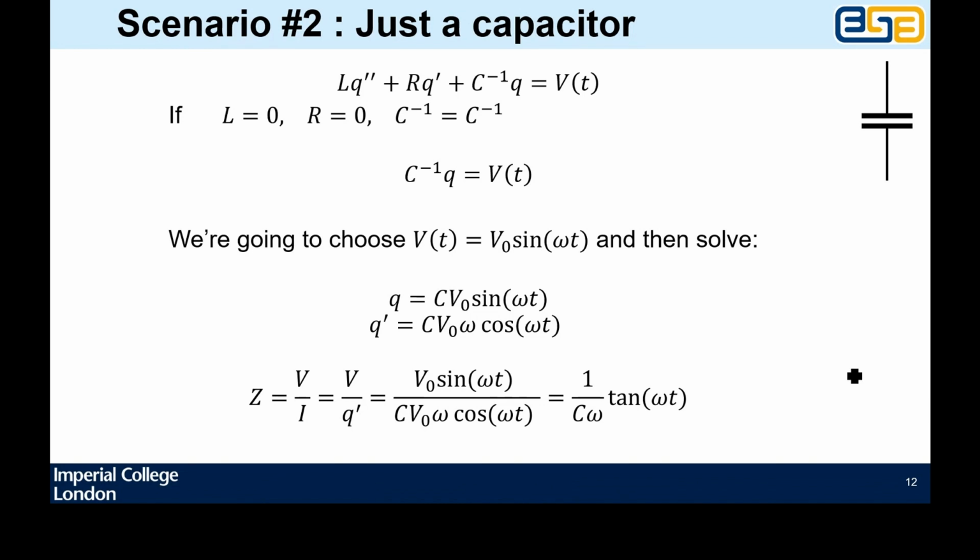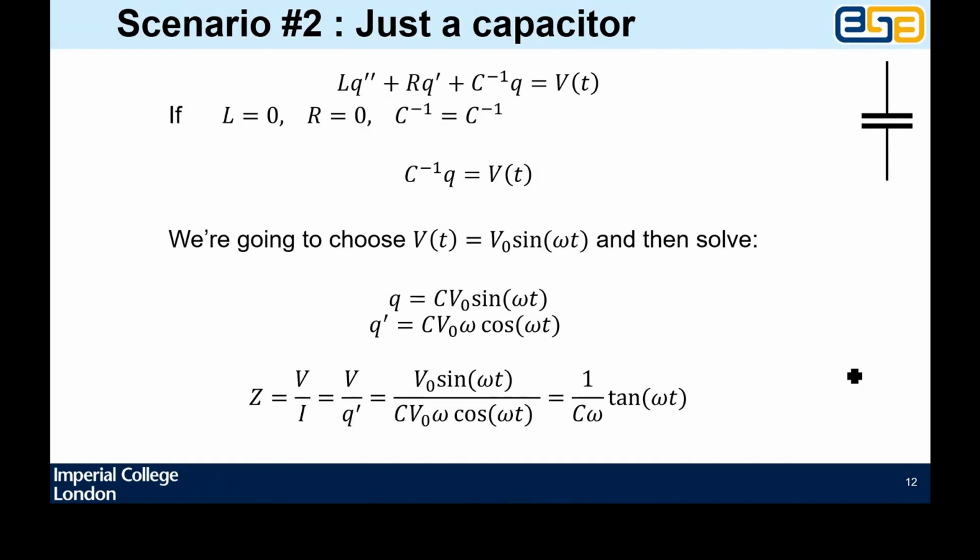But if we try and pursue that logic, the V naughts cancel, sine over cos is tan, we end up with 1 over C omega tan omega t. Is the impedance of a capacitor 1 over C omega tan omega t? No, it isn't. It doesn't even make sense to say that, because we're looking for some kind of constant that characterizes this system, and what we've ended up with is the tan function. So there's a mistake somewhere.